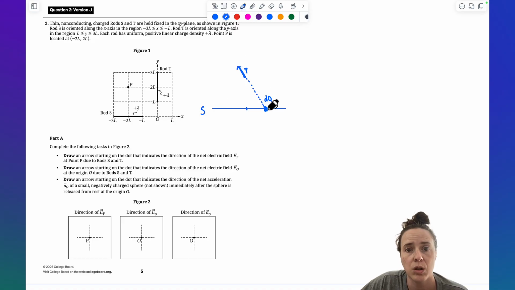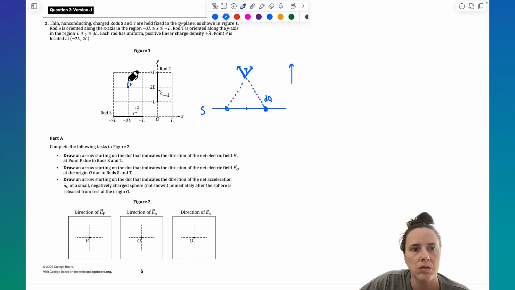it's a positive charge density, so it's going to go up to the left from that little part. This little part is going to go up and to the right. So since I have the same amount of charge to the left as I do to the right, those horizontal components are going to cancel out. So my net field from rod S is going to be straight up.